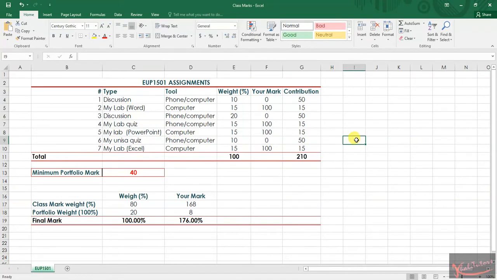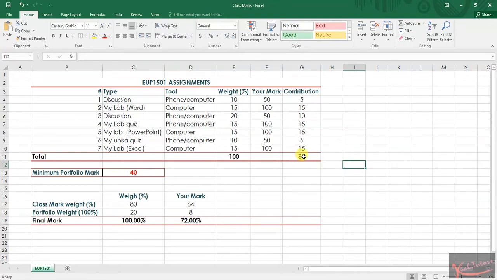Oh sorry, I'm typing in the wrong place here, so I'm supposed to type here. You have got 50 here, 50 here, 50 here. You see, by getting 50 for all the discussion assignments and this quiz, you will have a class mark of 80%. This is sick, guys. This is really sick.